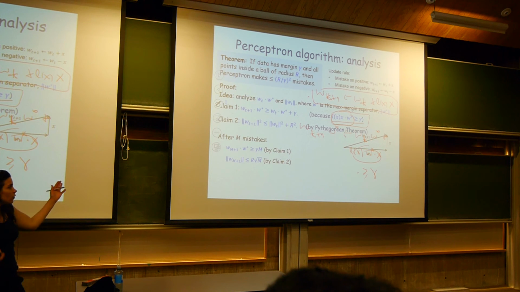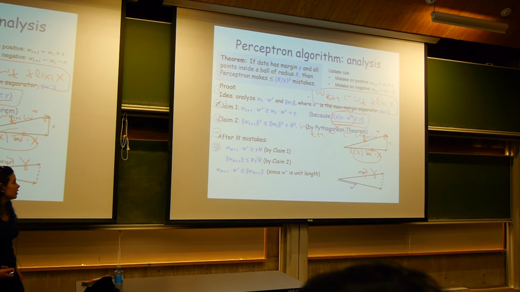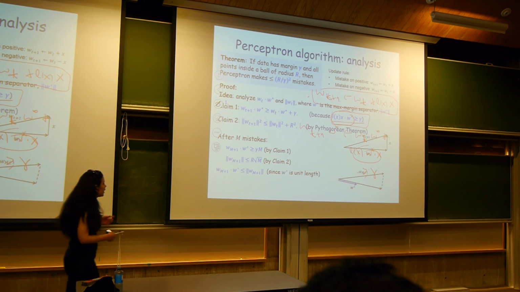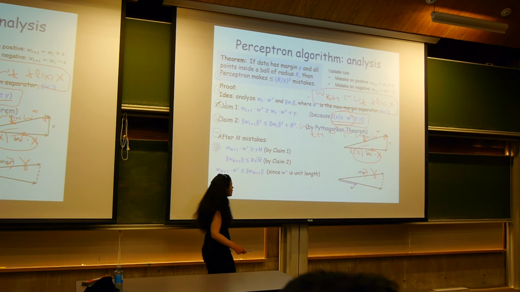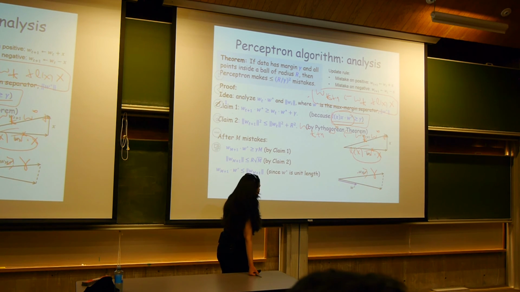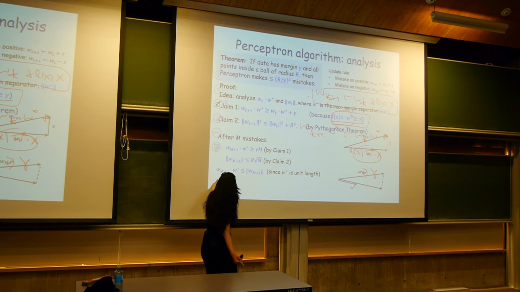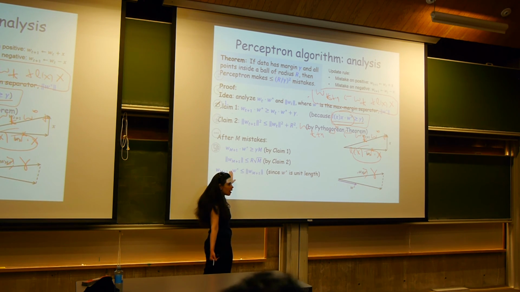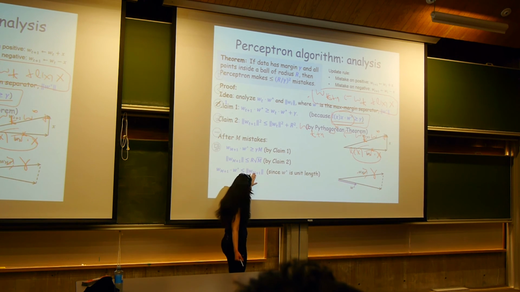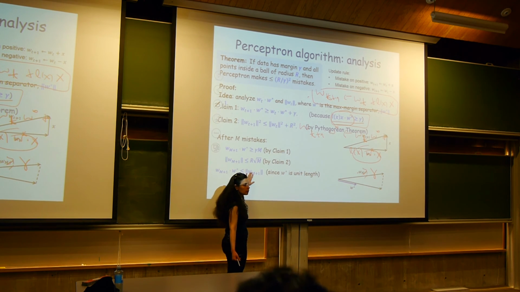Now I'm ready to piece these 2 things together to get my final guarantee. The claim is that, because W star itself is a unit length vector, by using the Cauchy-Schwarz inequality and also looking pictorially, you can show that the dot product between W m plus 1 and W star is upper bounded by the length of W m plus 1.